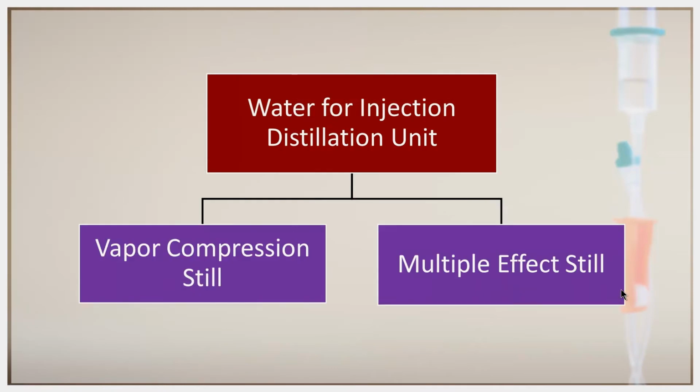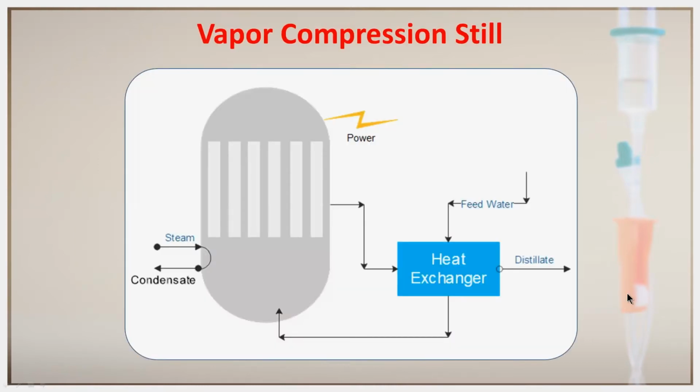There are two types of water for injection distillation units: vapor compression still and multiple effect still. In the vapor compression still, the feed water is heated to boil by applying an external source of heat, then the vapor is produced, separated from the entrained feed water and led to the compressor, which compresses the vapor and increases its temperature to approximately 107 degrees centigrade.